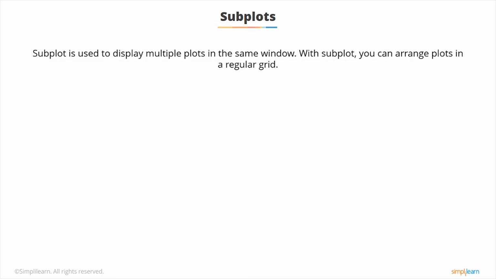A subplot is used to display multiple plots in the same window. With a subplot, you can arrange plots in a regular grid. All you need to do is specify the number of rows, columns, and plot. The syntax for a subplot is shown on the screen.